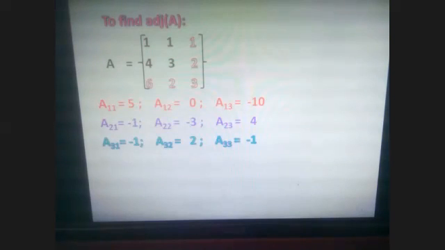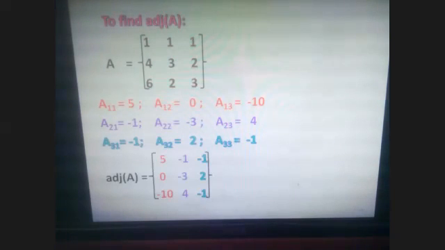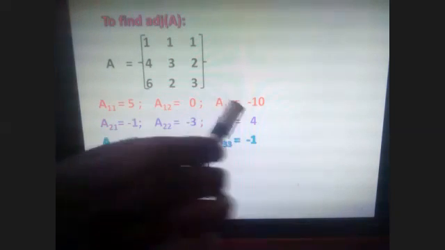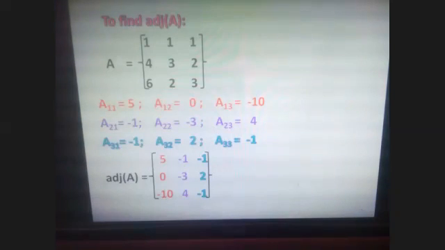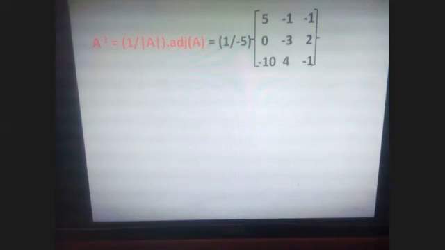Hence we have the cofactors of each row. Once you have the cofactors of each row, we go for now the adjoint of A. Once you write the cofactors of each row, we can write the adjoint. Once you have the adjoint, we can write the A inverse, 1 by determinant A into adjoint of A.